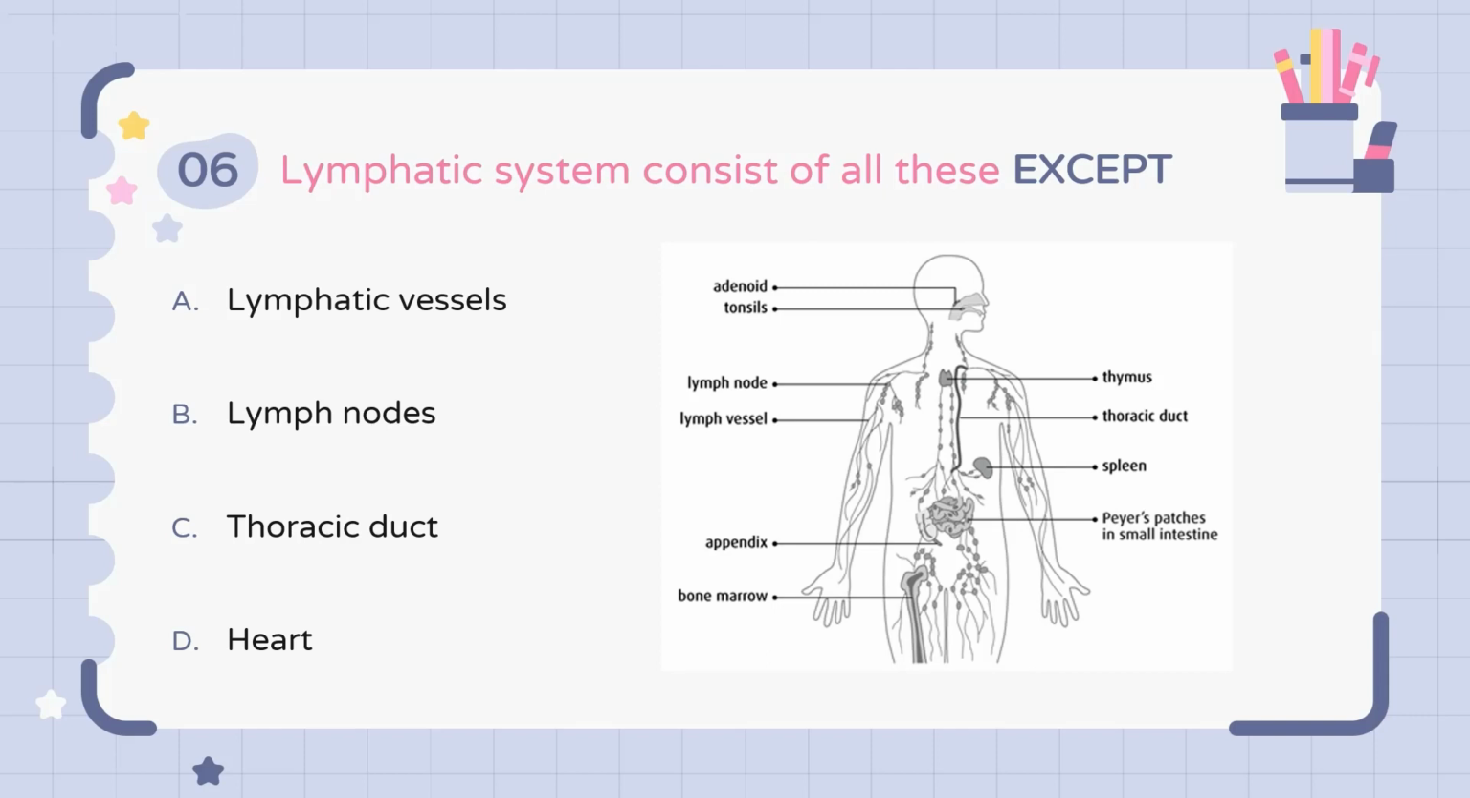Question 6. Lymphatic system consists of all these except A. Lymphatic vessels, B. Lymph node, C. Thoracic duct, and D. Heart. Referring to the diagram given, we can clearly see lymphatic vessels, lymph node, and thoracic duct are all connected as part of lymphatic system. Hence, the answer should be D.